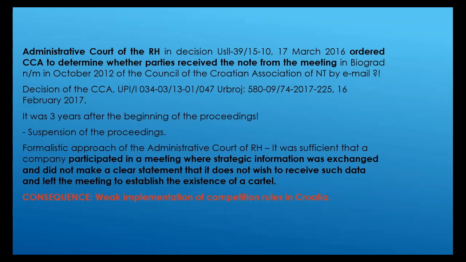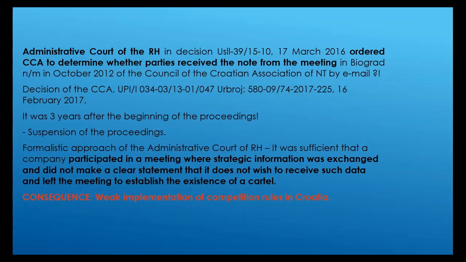All scholars and all experts are united in the opinion that this is a too formalistic approach of the administrative court of the Republic of Croatia. It was sufficient that a company participated in such a meeting where strategic information was exchanged to establish the existence of a cartel. It was not necessary to have material evidence like a note or an email. According to EU case law and practice of the General Court and EU Court, it is sufficient to establish the participation in a meeting and not leaving the meeting and saying I don't want to hear that information.